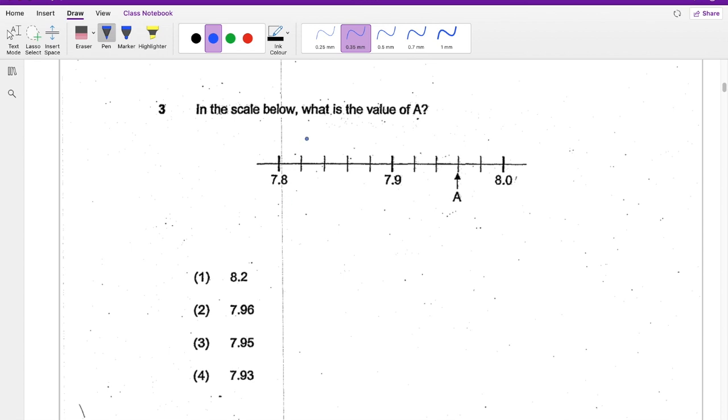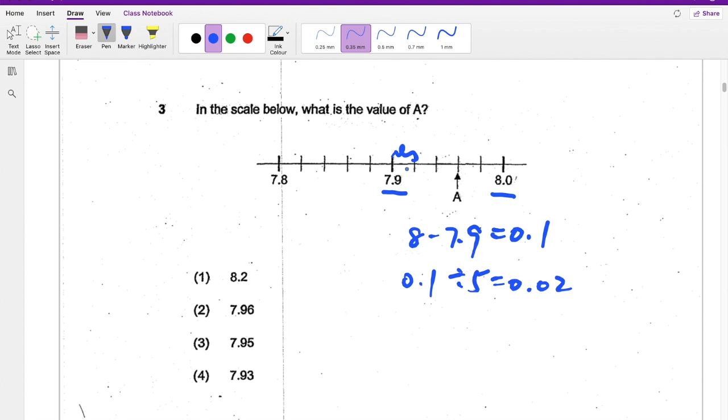Okay, the third question. In the scale below, what is the value of A? For this one, we need to check the numbers. We see that this one is 7.9 and this is 8. So we need to read each unit in this scale. Well, from 7.9 to 8 is 0.1, and each part, which is 1 over 5 of that, is 0.02. So they have 1, 2, 3. So at this point it should be 7.96, which is 7.9 plus 3 times 0.02, that is 7.96.